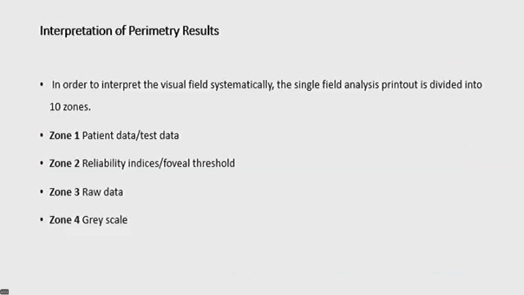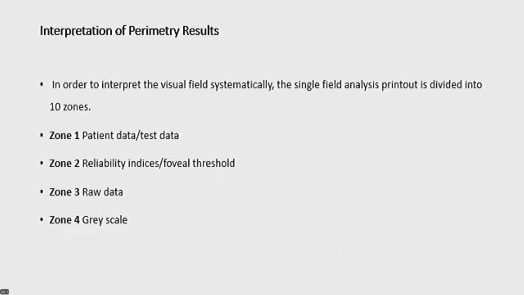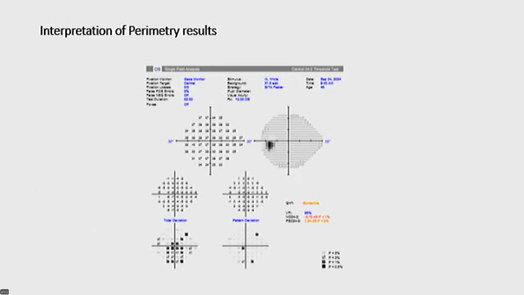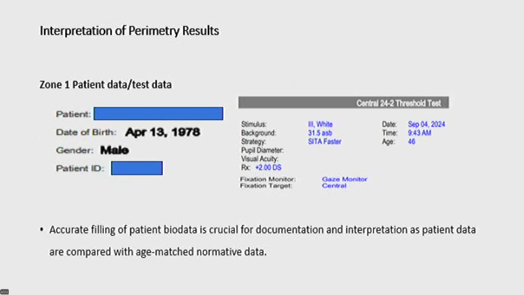Okay, so we'll move on to interpreting perimetry results. To interpret perimetry results, it's important to identify that there are 10 zones in the perimetry, starting with patient data, test data, and also reliability indices, raw data, grayscale, and then we move on to the total deviation numerical point, as well as the total deviation probability point, the pattern deviations, the global indices, and the glaucoma field tests. So this presentation will briefly talk about what we should look out for when interpreting a perimetry.